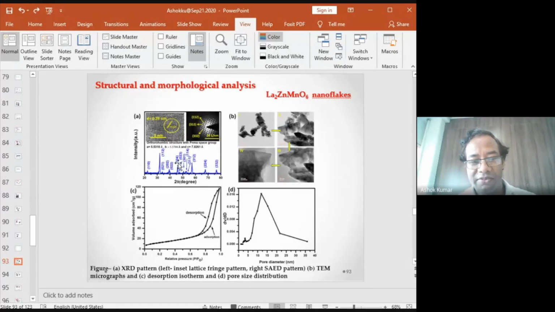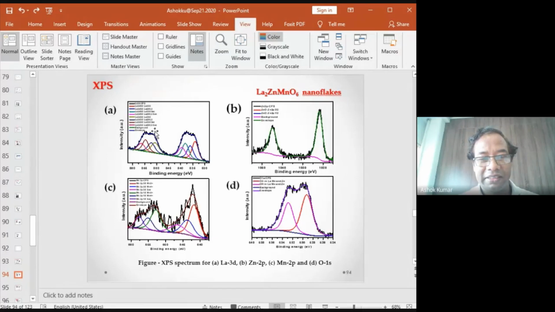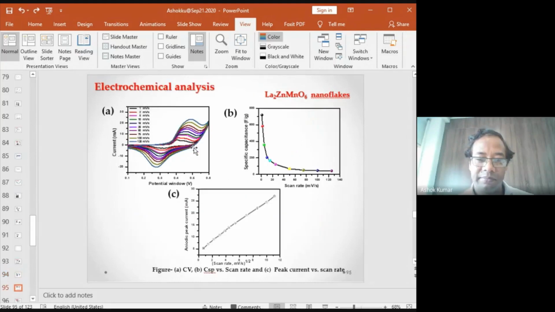And I repeat, what kind of material was required for this purpose? Control the crystal type, control the crystallite size, control the morphology, and then the pore size. These are the main considerations in this particular material, so the material was designed accordingly. And for XPS, these peaks have been fitted with XPS peak fit software to know the different concentrations of oxidation states and elements. Electrochemical analysis, again, is to know the specific capacitance and stability.